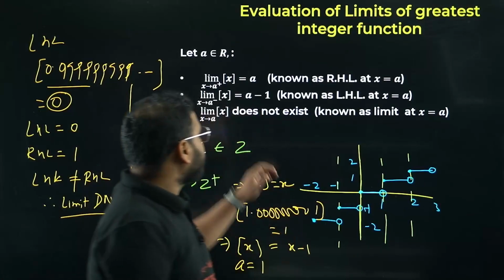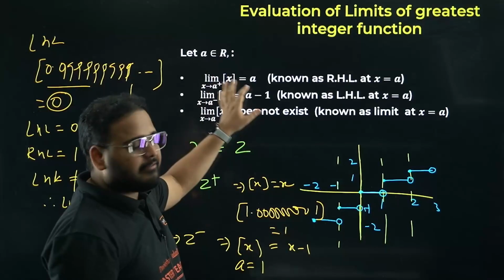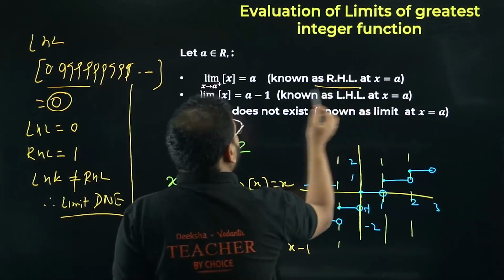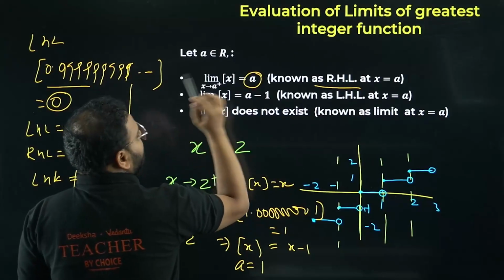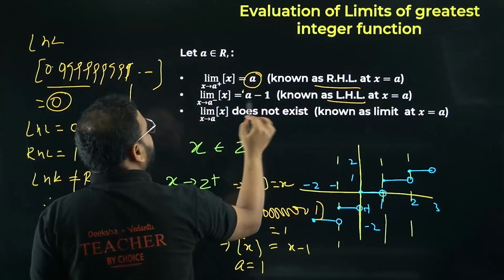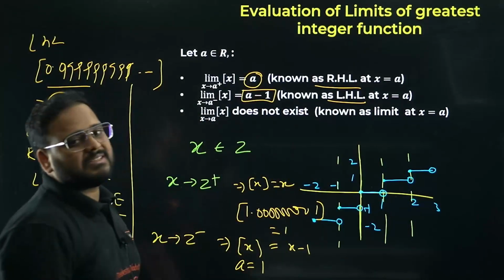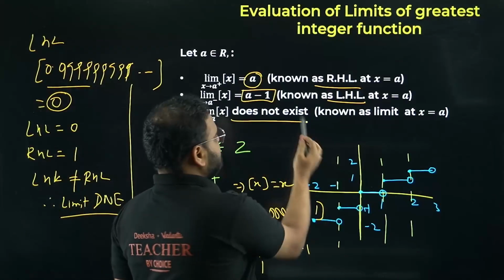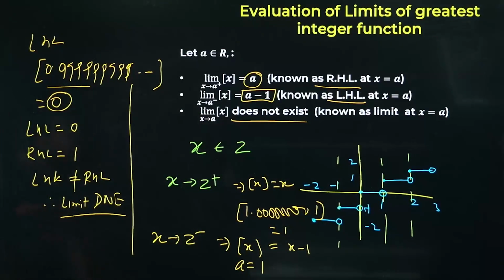Okay, have a look. So same thing is written over here in brief. Whenever you're talking about RHL, it can turn out to be as it is A. But if you go in the LHL side, what will happen? It will become A minus 1. They're not equal to each other. Hence, limit does not exist. I hope this is clear. Okay, let's move on now.